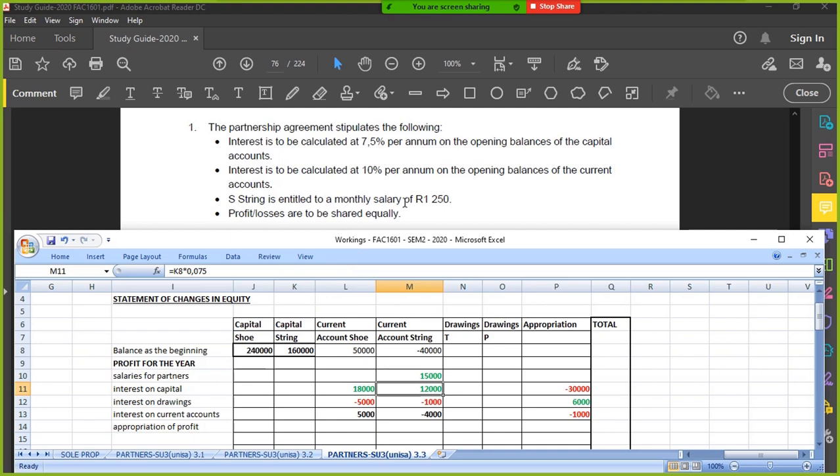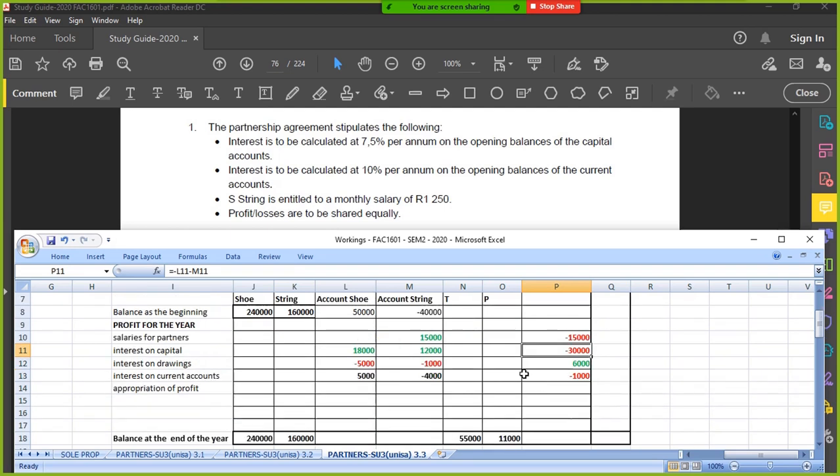Oh, it says monthly salary. Okay, I see that. Yes. Okay, next. You take it out of appropriation. Good, because the partnership is going to have to, inverted commas, pay for it. Does it make sense? Yes.